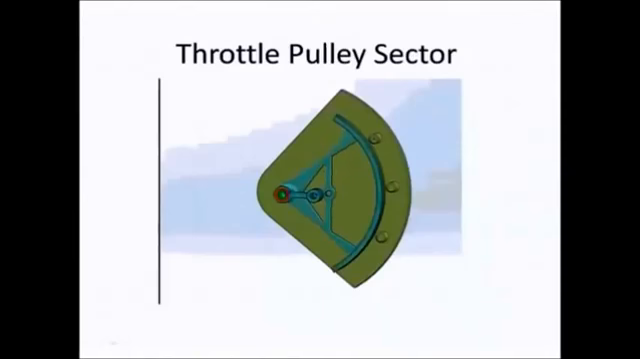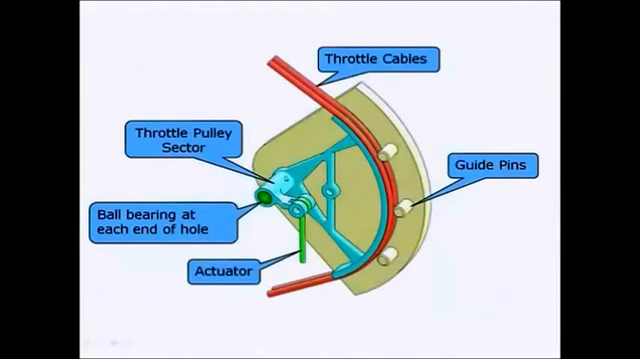This is a case study of a part called a throttle pulley sector used on a commercial airline. You see it rotating here. It rides in 2 ball bearings, then on a shaft. When this actuator is moved, the throttle pulley sector rotates. These 2 cables go back to the engines, and so they control the speed of the engine. These guide pins are here to make sure that these cables never come off the throttle pulley sector.